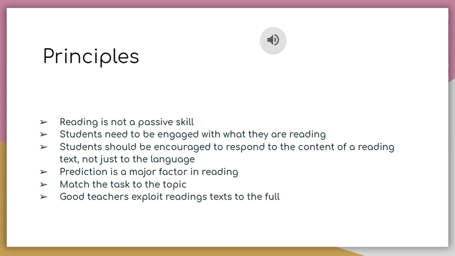Then we have the fourth: prediction is a major factor in reading, and getting hints through covers, pictures, and headlines is very important for students to get a clue on what they are going to be working with, so they can have expectations and there will be an active process. The fifth one is match the task to the topic. So in this case, we have to select topics of interest and to be creative and challenging.